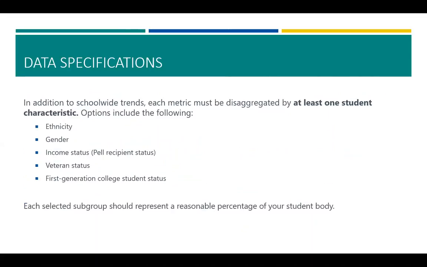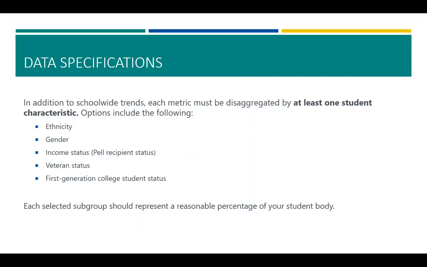In addition to reporting school-wide trends on your selected metrics, you also must make sure to disaggregate by at least one student characteristic. We've expanded some of the options from other collections we might have done in the past. We've always said ethnicity and gender, as well as income status, which we're classifying as either students are or are not a Pell recipient at any point. We've also included veteran status and first-generation college student status, as we feel that at some schools, these are metrics that are readily collected and represent reasonable percentages of the population.